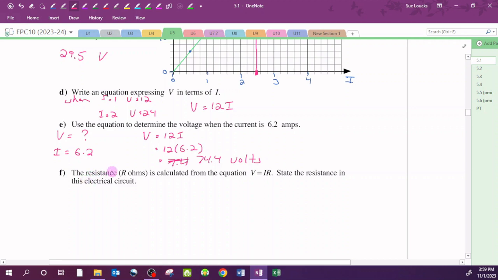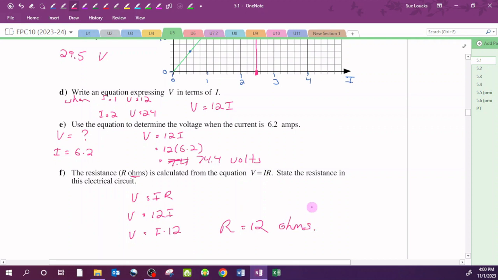And then resistance, which uses an R as the variable and is measured in ohms, is calculated from the equation V equals IR. So what is the resistance? Well, since V equals IR and we have V equals 12I, which we can rewrite as V equals I times 12, we get that R equals 12 ohms, because again, word problems.